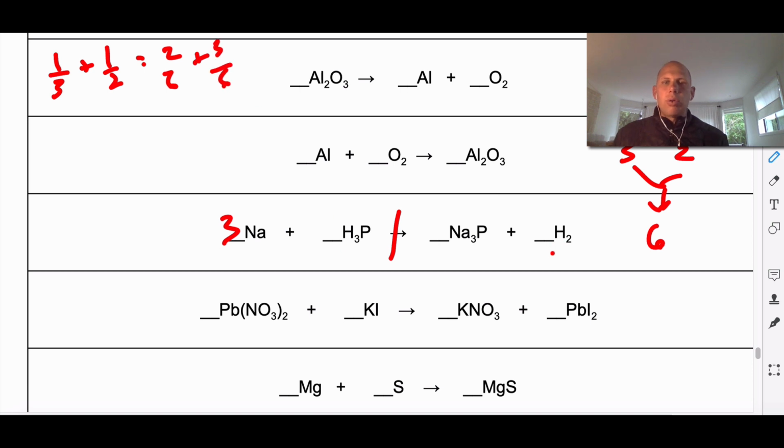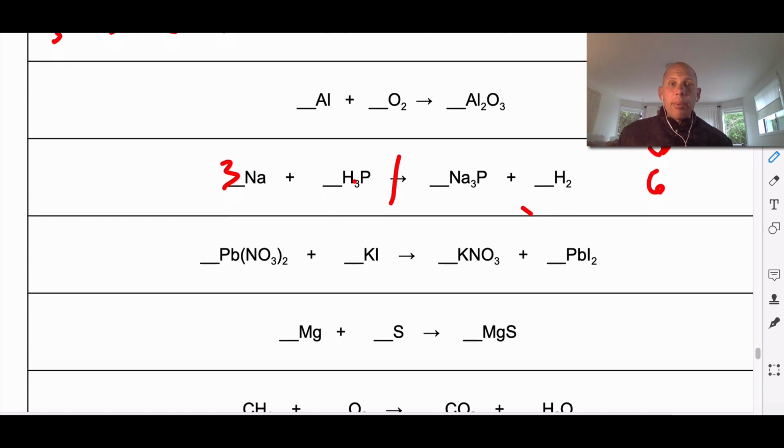Okay, so take a look here. How many H's here? 3. How many H's here? 2. So I'm going to put a 2 here to make this 6, and I'm going to put a 3 here to make that 6. That cross I'm talking about. Now I'm going to look at it again. How many Na's here? 3. How many Na's here? 3. How many H's here? 6. How many H's here? 6. Because you multiply that coefficient by the subscript.